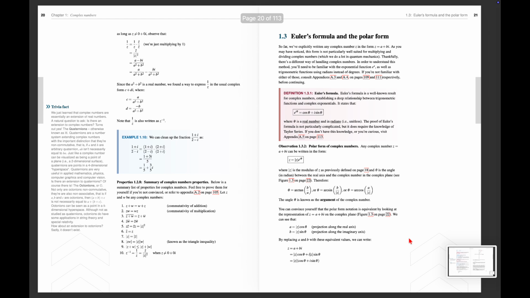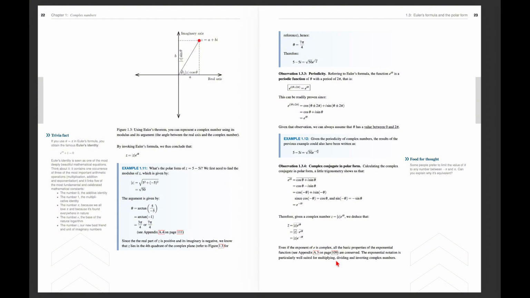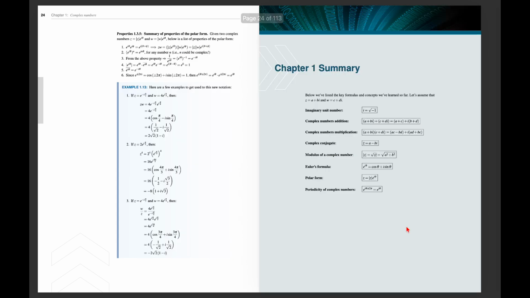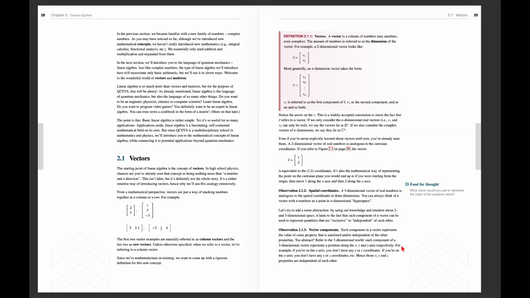The last part of the chapter includes Euler's formula: e to the i theta equals cosine theta plus i sine theta. It connects complex numbers to circles and rotation, and lets you write any complex number in polar form as a length and an angle instead of two coordinates. It helps to describe the way quantum states rotate and phase shift, and polar form is a natural way to describe that.